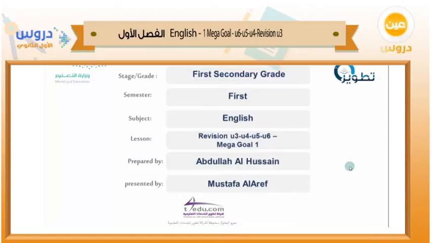Today we have a revision from your book Mega Goal 1, and this is for Unit 3, 4, 5, and 6. So we're going to remember what we've done through the last maybe 3, 4 units.